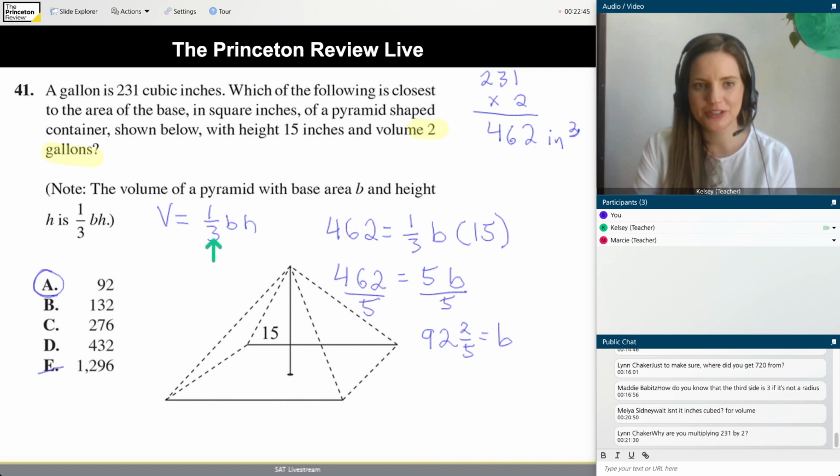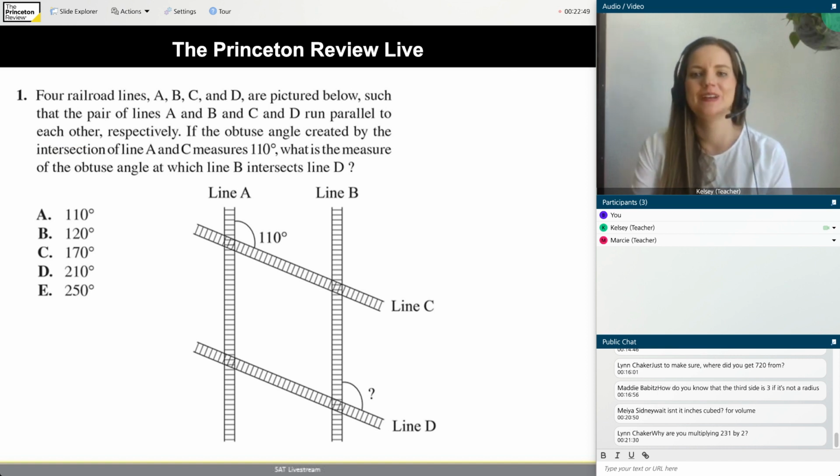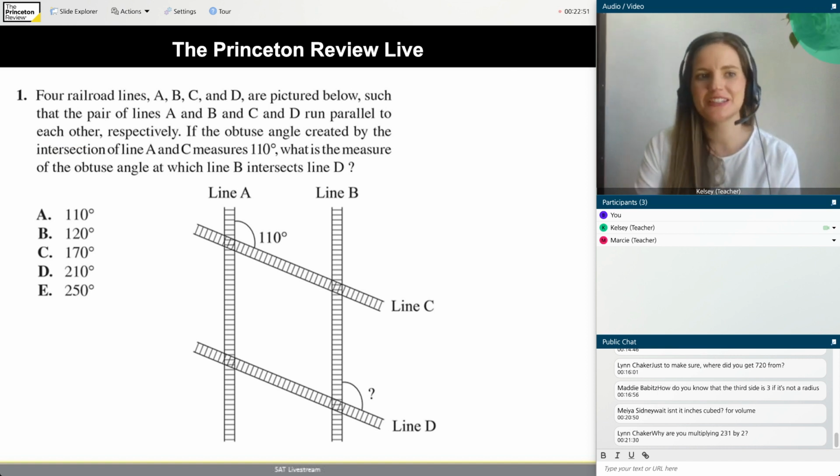So that's our 3D geometry one. Let's move back to basics here. And these types of questions, this is a number 1. This is what ACT would consider to be an easy question.